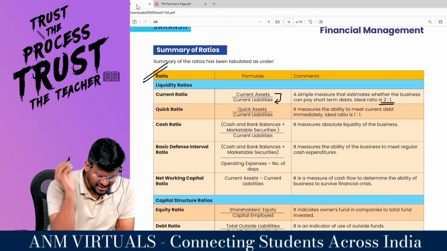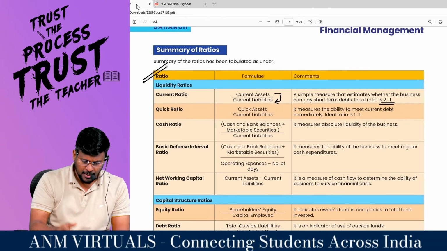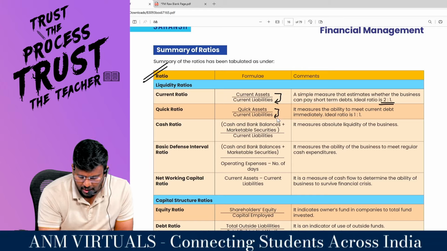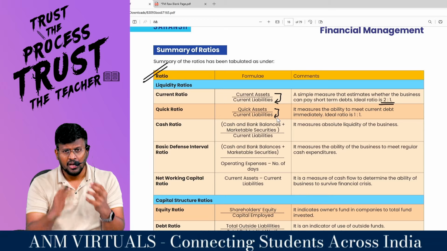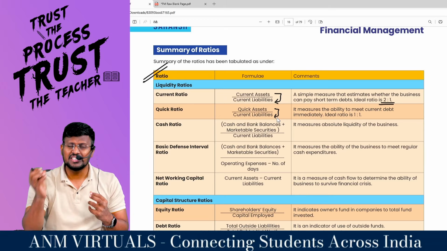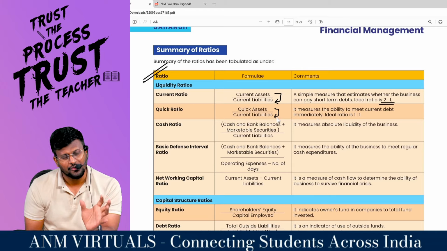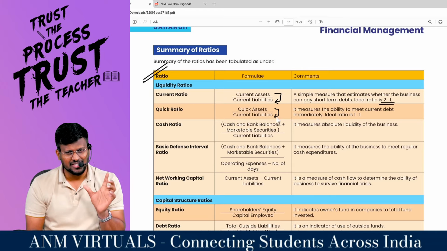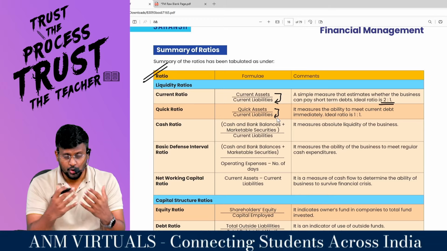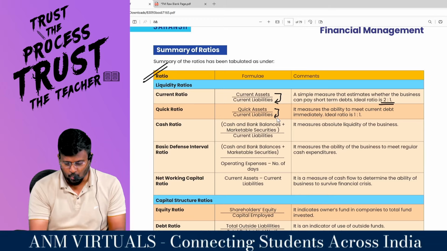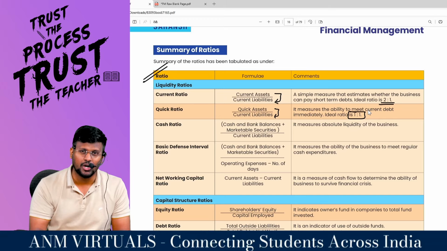So the next ratio says, quick ratio, further you dig into the current assets. That is quick asset divided by current liability. Quick asset divided by current liability. That means from the current asset, remove the hard current assets such as inventory and prepaid expenses. You will get soft current asset. Soft current asset means which is more liquid. With that, if you have 1 rupee of current liability, 1 rupee of soft current asset is what is called quick asset.